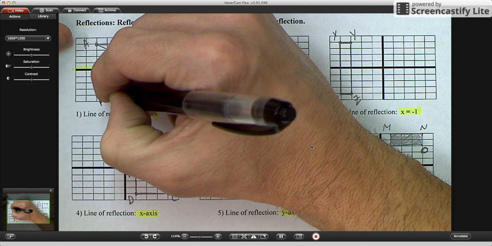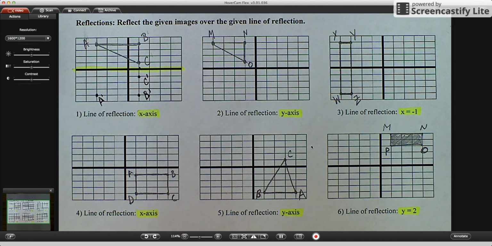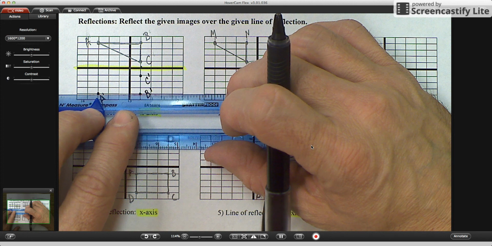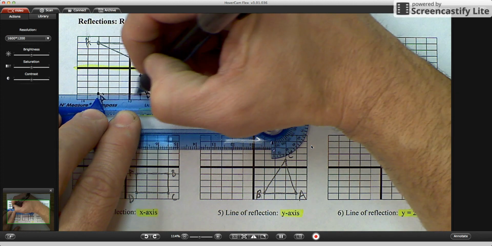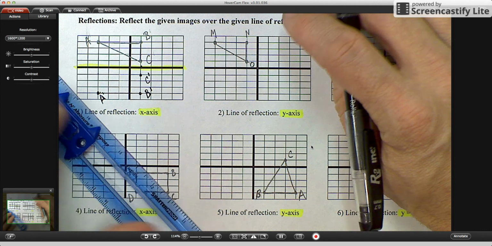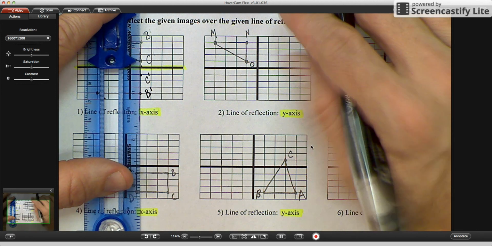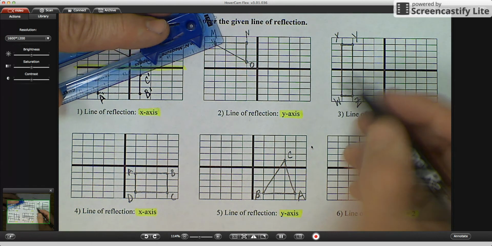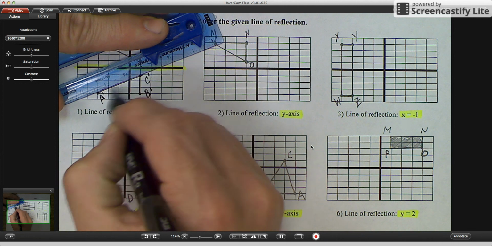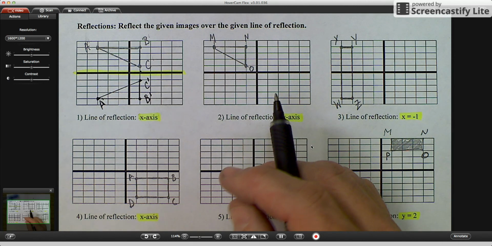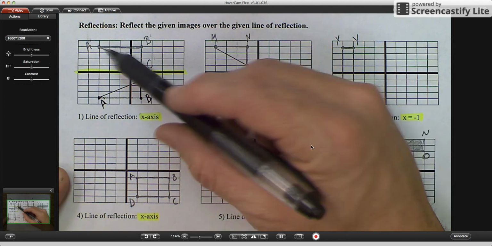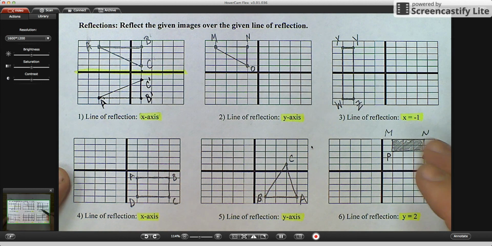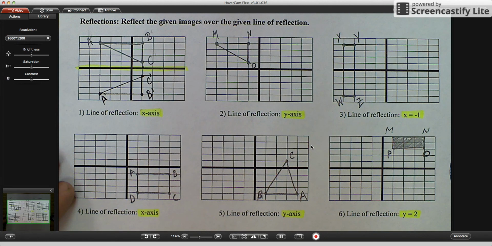A prime. And then with a straight edge, I'm going to connect the vertices: A to B, B to C, and vertex C and vertex A. And now we have just reflected triangle ABC to triangle A prime, B prime, C prime. Okay? Let's look at the second one.